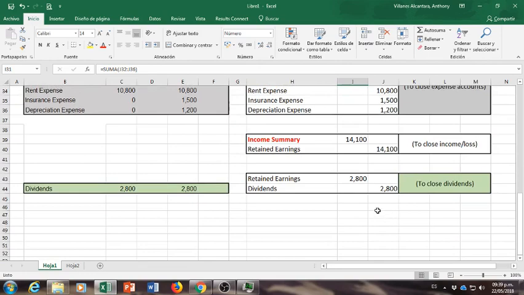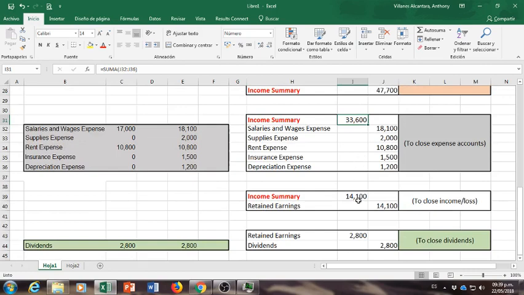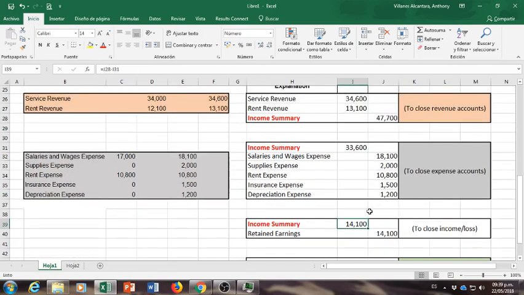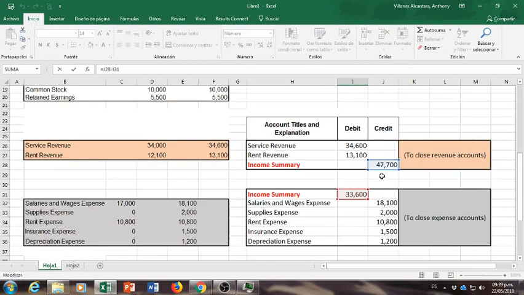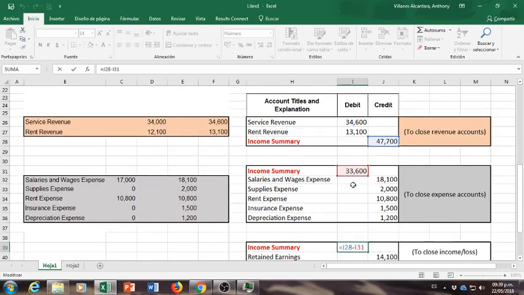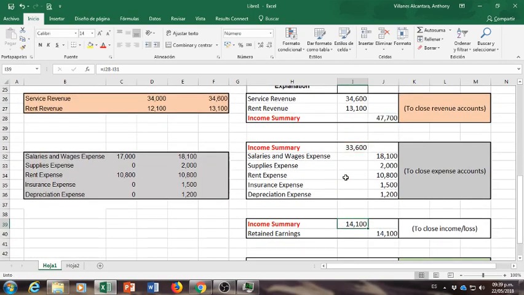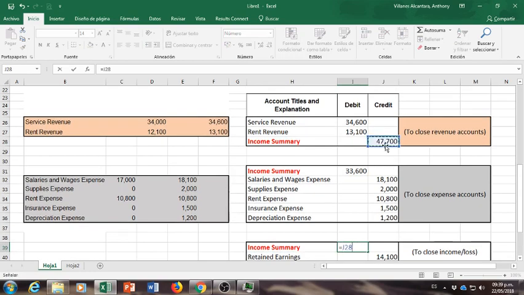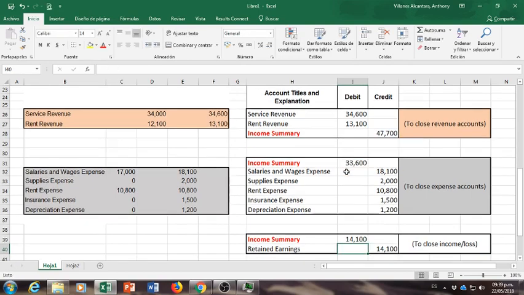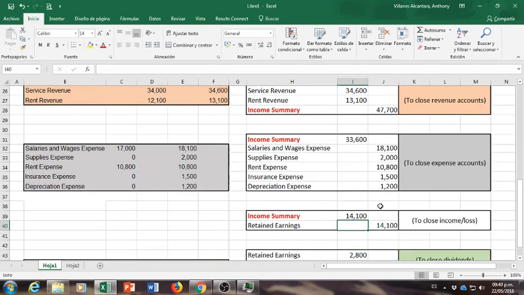Third, we are going to debit income summary. This is the subtraction of income summary in the revenues minus the income summary of expenses. I will subtract this amount minus this amount. Then we will credit the same amount as retained earnings.